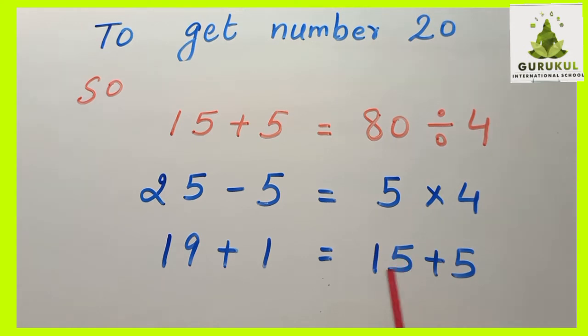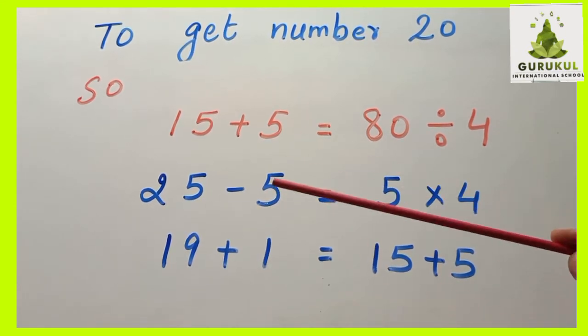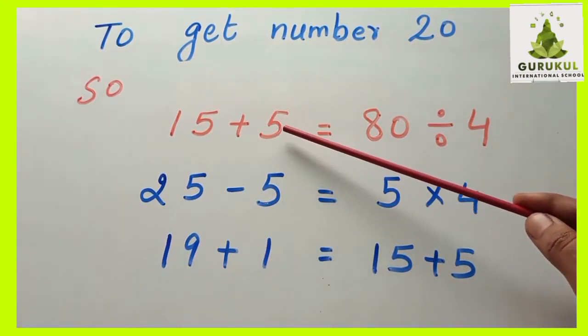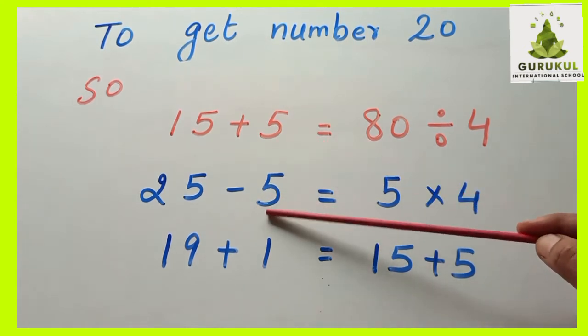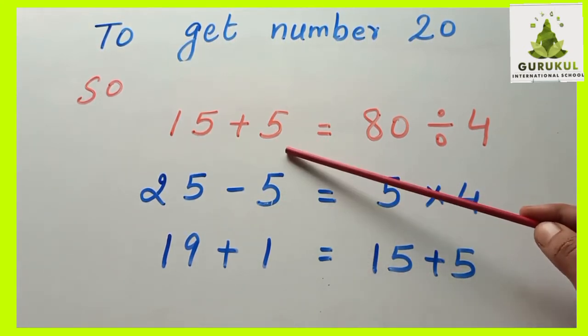Now here addition is there. I can equate this with this also. 19 plus 1 is 20, or 15 plus 5 is also 20. So I can write this way. Or I can even write 25 minus 5 is equal to 15 plus 5 because both lead to the same answer 20. Is it clear?